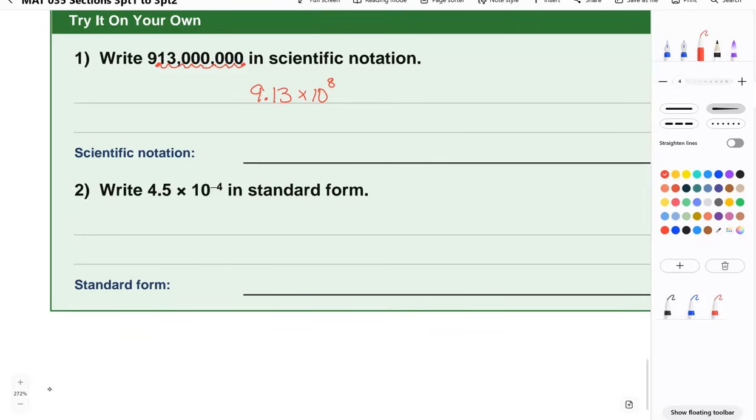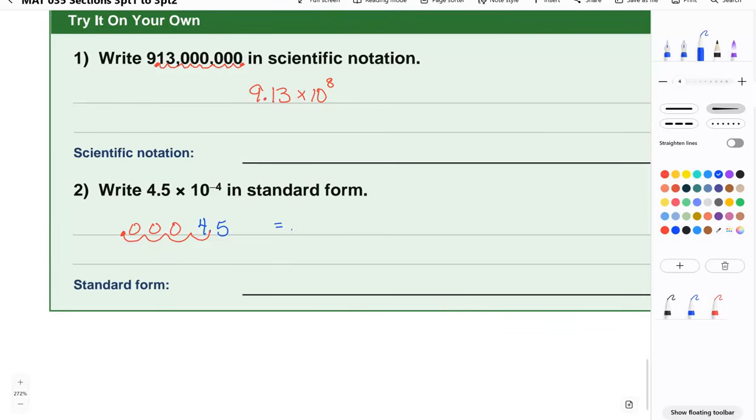And that last one, we have 4.5 times 10 to the negative 4. So they want us to write this in standard form. We're going to move that decimal to the left because that negative 4 exponent tells me this is a super small number. We're going to move it 4 times, put in our zeros. So our answer is 0.00045.